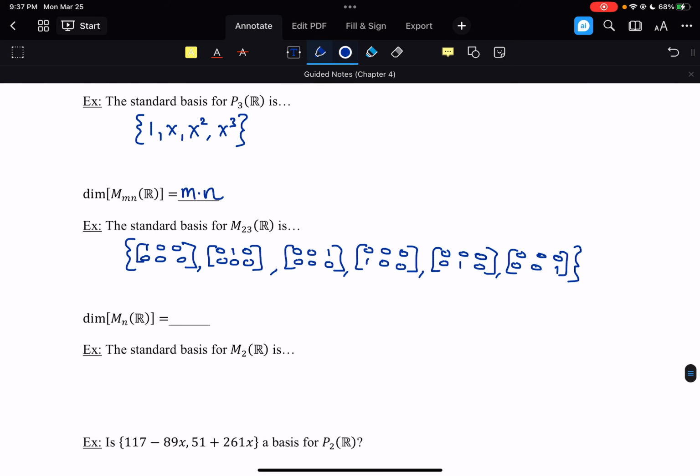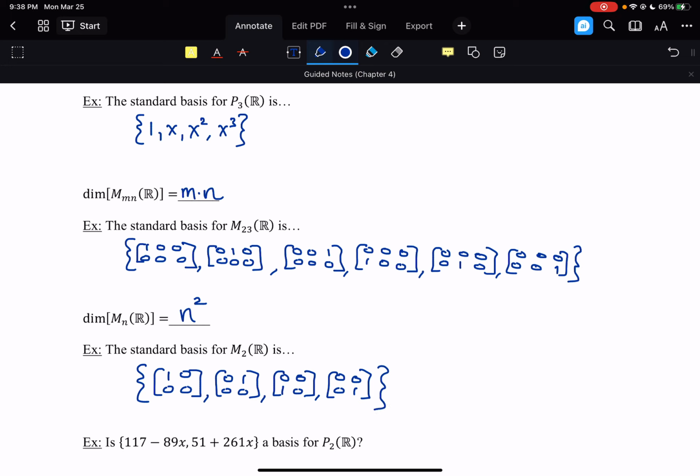For Mn, so this is an n by n square matrix. It's the same idea as m times n, except both dimensions are now n, so it's n squared. So the standard basis for M2, for example, would be 1, 0, 0, 0, 0, 1, 0, 0, 0, 0, 1, 0, 0, 0, 0, 1. So these form a basis for all 2x2 matrices, right? We can create any 2x2 matrix using a combination of these four, and they cannot create each other using a combination of each other. So they're not linearly dependent on each other.